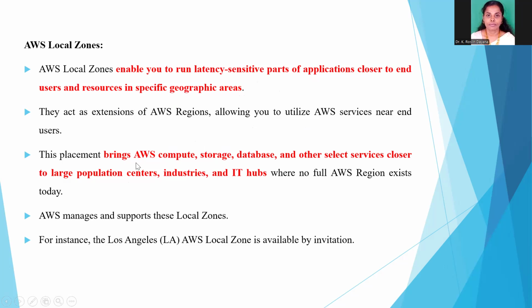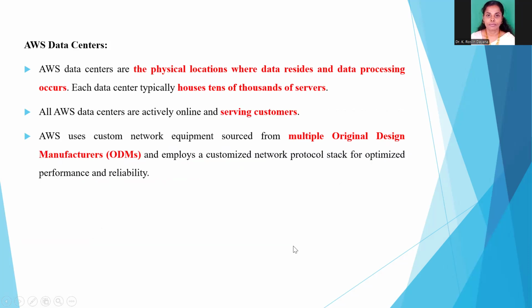This placement brings AWS compute, storage, database, and other select services closer to large population centers, industries, and IT hubs where no full AWS region exists today. So everything will be closer to the users. AWS manages and supports the local zones. For instance, the Los Angeles AWS local zone is available by invitation.